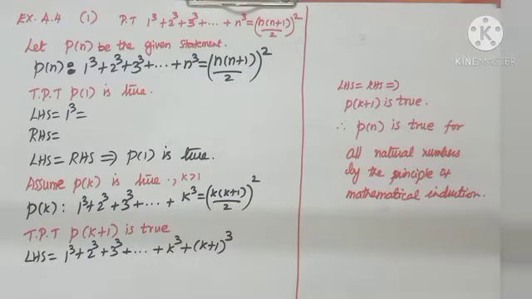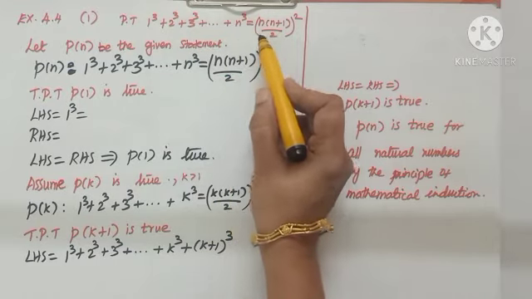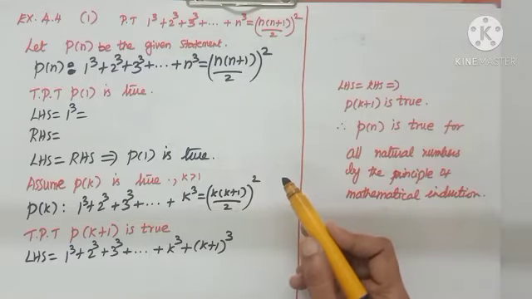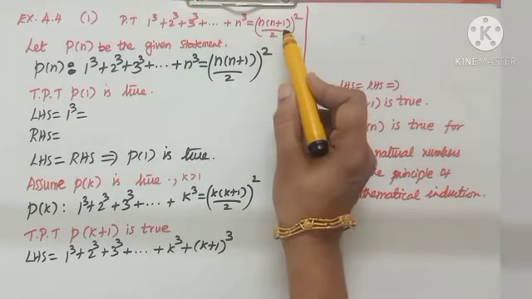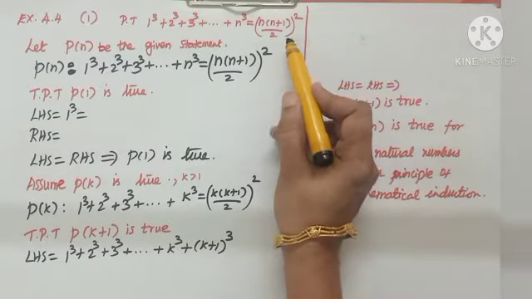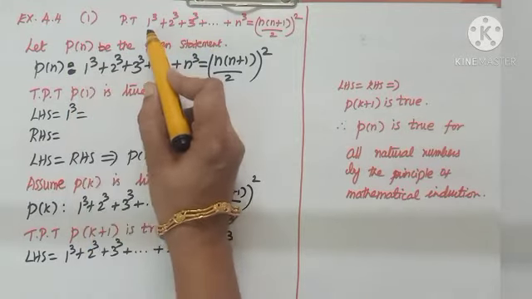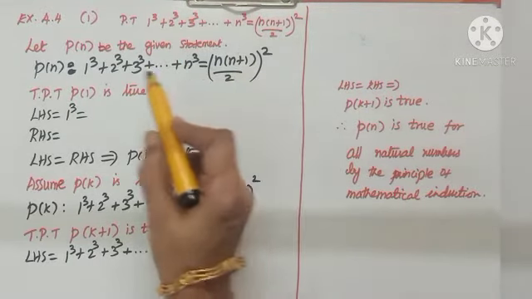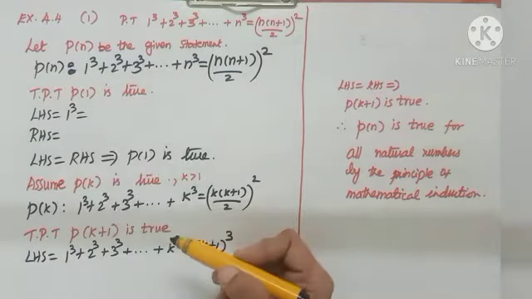Exercise 4.4, question number 1. Prove that 1 cube plus 2 cube plus 3 cube and so on up to n cube equals n into n plus 1 by 2 the whole square, by using the principle of mathematical induction. Whatever be the statement given, consider it as P of n. So the very first step, P of n be the given statement. Just copy equal plus all that, call it as P of n, so put colon. We are naming the statement.